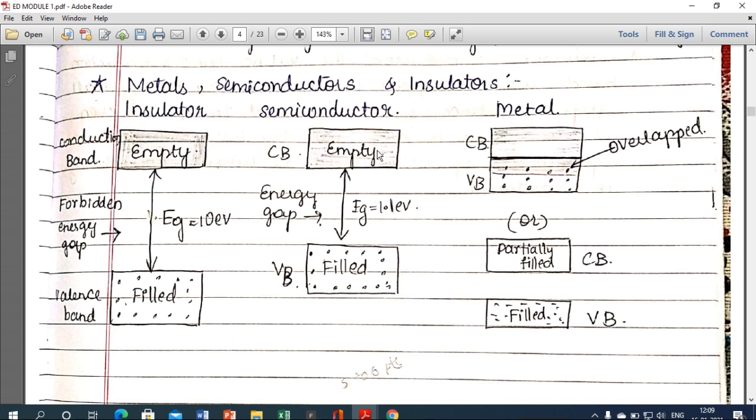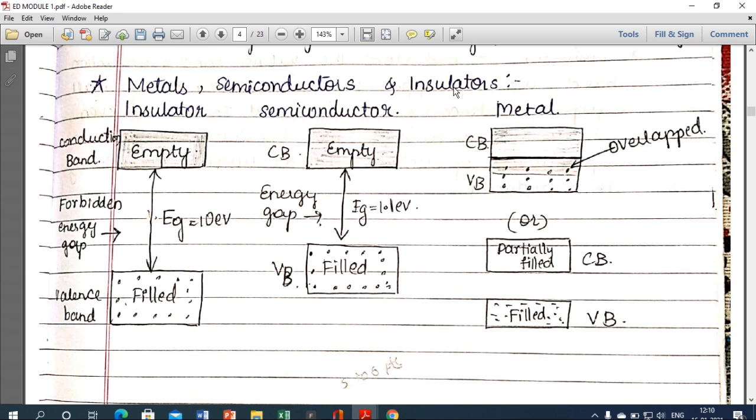I hope you already studied metals in physics or in basic electronics. Metals are good in conduction, the flow of current. They easily allow electrons to move from one place to another and cause the flow of current very easily. Semiconductors are the materials which occur between metals and insulators. Semiconductors take some energy, and once some energy is applied, they will cause the flow of current.